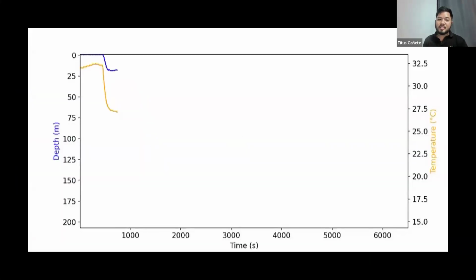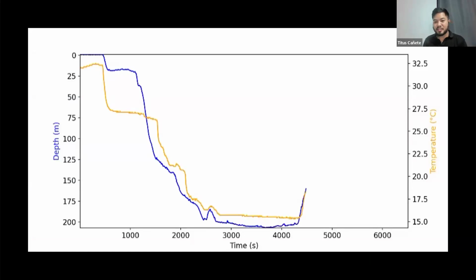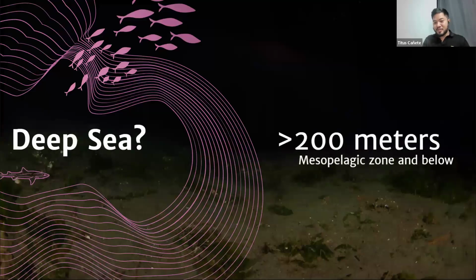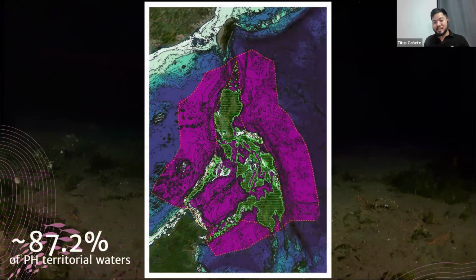And we found that the manta rays don't just stay in the shallow areas of the manta bowl, but they actually go quite deep. This was one of the tagged mantas that we've seen, and we actually saw it go to around 217 meters at depth. So it stayed there for about 30 minutes before coming back to the manta bowl. And we know that 200 meters and below would be considered deep sea, which is interesting because the majority of Philippine territorial waters can be considered as deep sea. However, we don't have much information about these ecosystems.